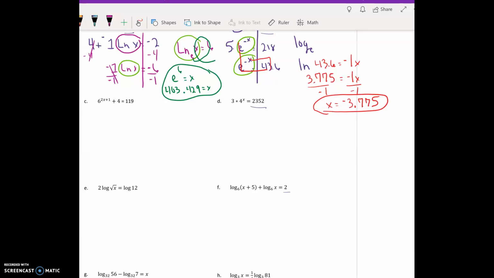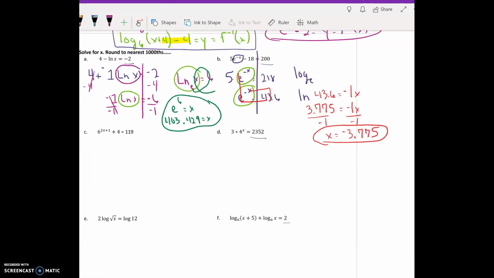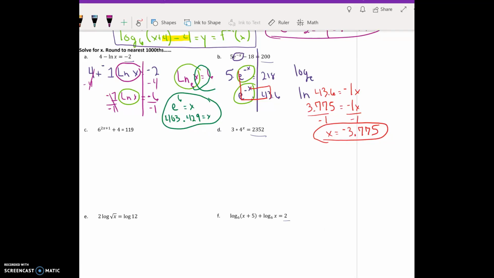All right, moving on to problem C. So C is going to be similar to the other two problems in that they equal a constant. They're equaling a number. So what I'm going to do first is circle just my base and my exponent, like I did on A, where I circled just the log, and on B, where I circled just the base and the exponent. So here my base is 6 and the exponent is 2x plus 1. And eventually I'll want to get to x, and to do that, I'll have to turn it into a log.